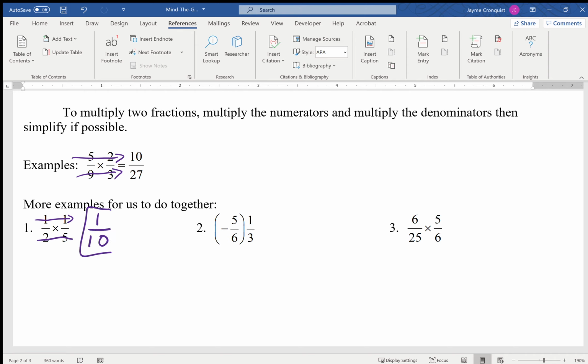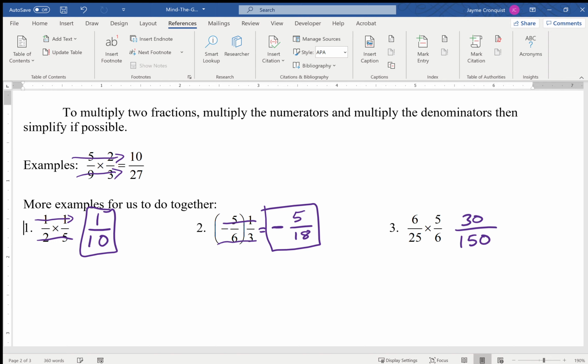I can't simplify it. Okay, a negative times a negative is always positive, and a negative times a positive is always negative. 5 times 1 is 5, over 6 times 3 is 18. Those won't simplify. 6 times 5 is 30. 25 times 6, apologies, I wrote that. 25 times 6 is 150.